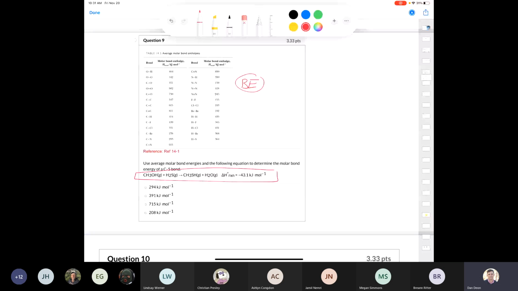Well, since we're given bond enthalpies, the formula that we're going to use is that the delta H of that reaction is going to be equal to the sum of the bond enthalpies of the reactants minus the sum of the bond enthalpies of the products.